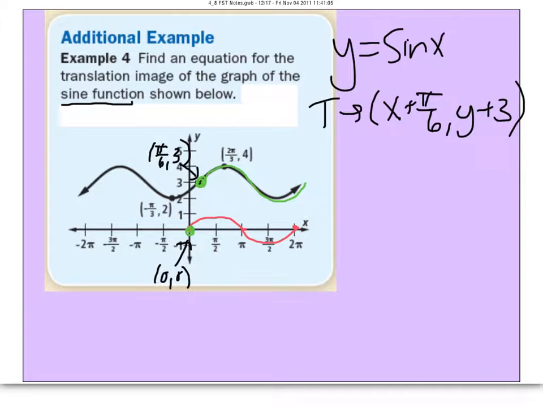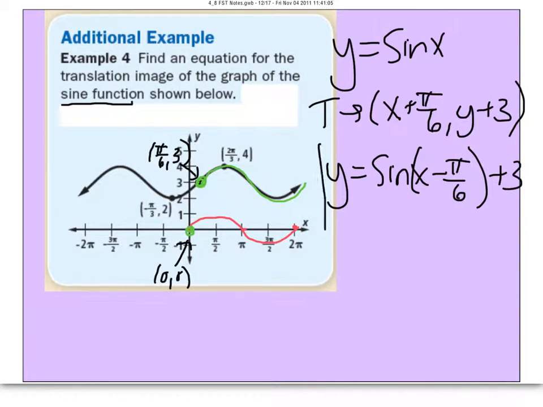Now remember, everything flows. The ordered pair rule, the graph, it's just the equation that's going to be backwards. So to write this, all I'm going to do is take my parent function, and for the x I have to go backwards, so I'm going to minus pi over 6, and then at the end just plus 3. So this would be the correct equation if I wrote it as sine.